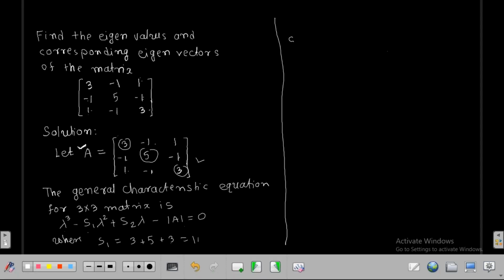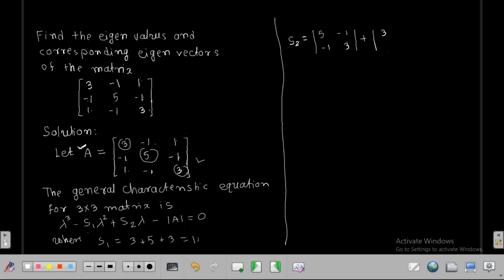Now s2. s2 is the sum of minors of these diagonal numbers. So this 3 is present in first row and first column. The remaining elements are 5, -1, -1, 3. So write this in a determinant as 5, -1, -1, 3. Then plus another diagonal number here, 5. This is present in second row and second column. So delete this row and column. The remaining numbers, the corner numbers, are 3, 1, 1, 3.